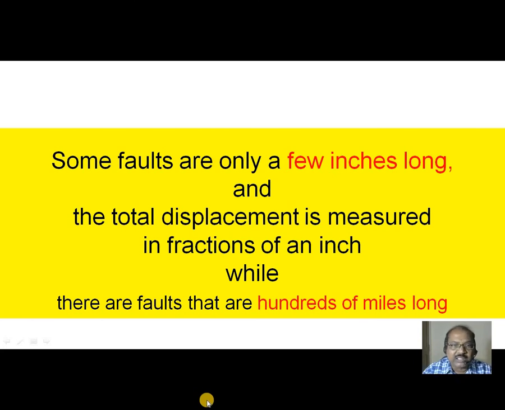If we measure the faults, they may be only a few inches in length and the displacement may be in fractions of an inch, while some of the faults are hundreds of miles long and even the displacement is measured in meters.